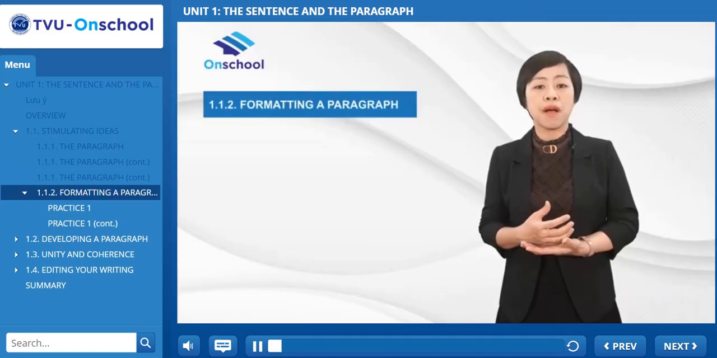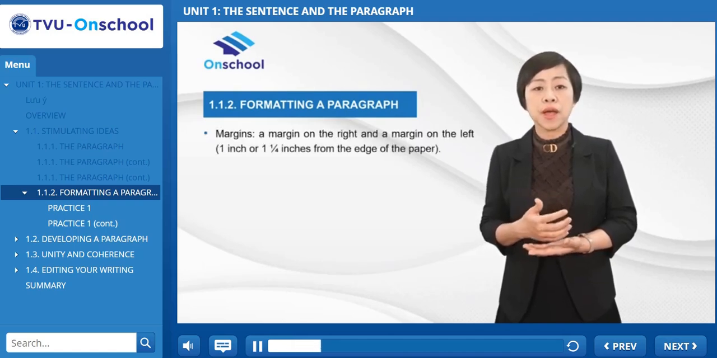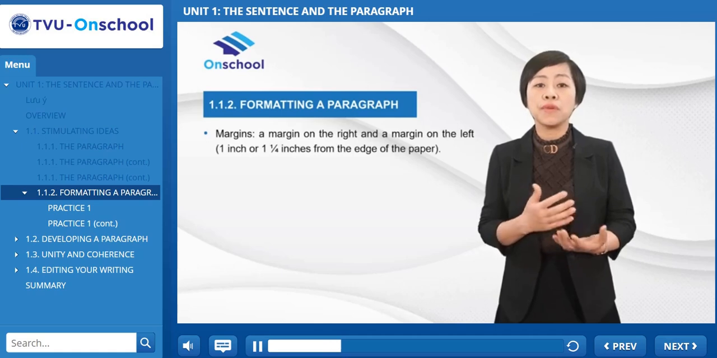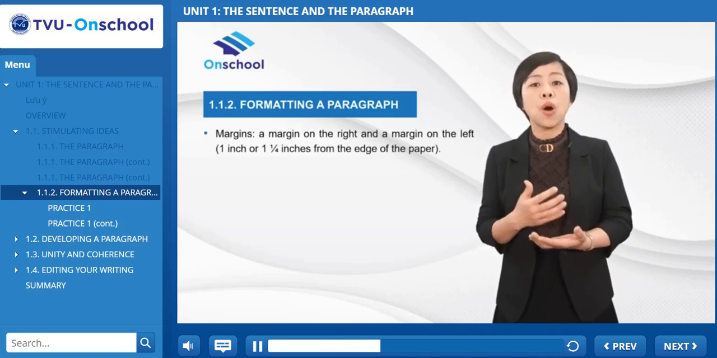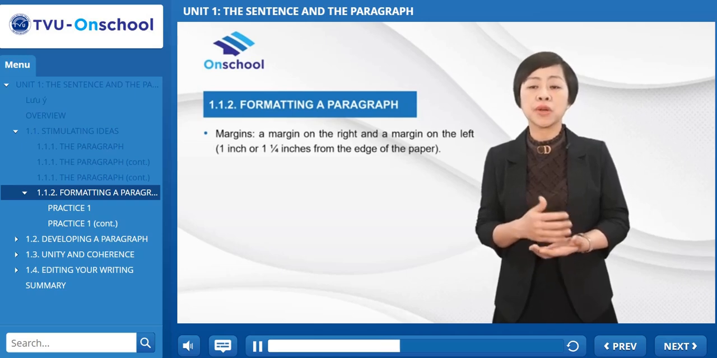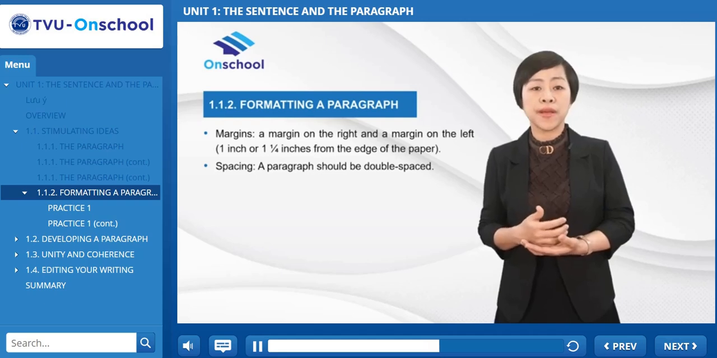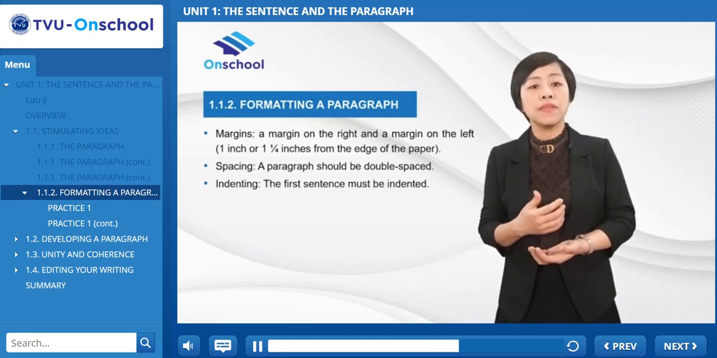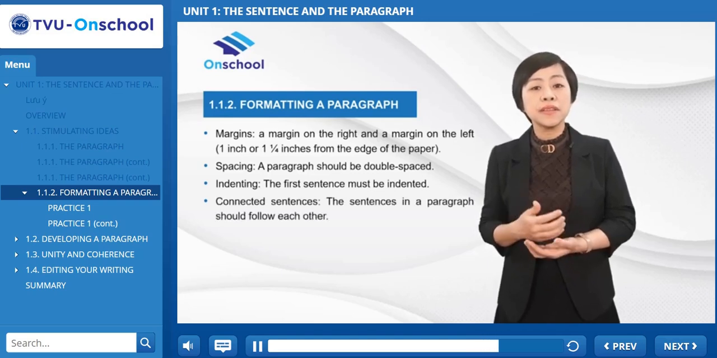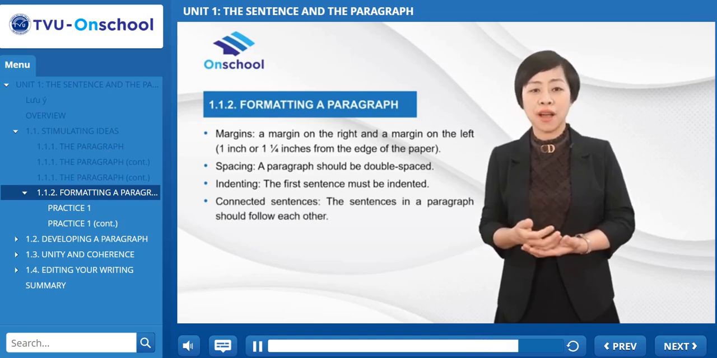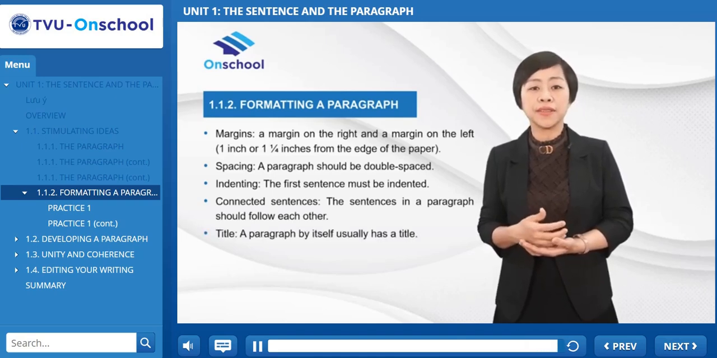To format a paragraph, we need to pay attention to the following features. First, margins. A margin on the right and a margin on the left of a paragraph. It can be 1 inch or 1 1/4 inches from the edge of the paper. Spacing. A paragraph should be double-spaced. Indenting. The first sentence must be indented. Connected sentences. The sentences in a paragraph should follow each other. And title. A paragraph by itself usually has a title.